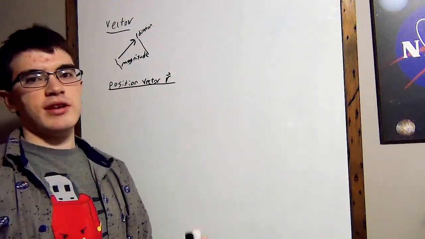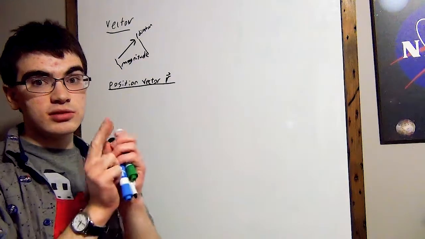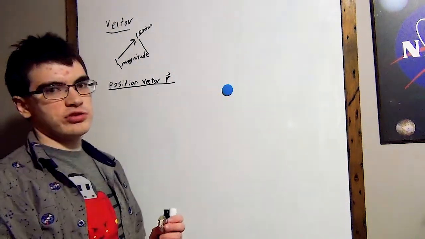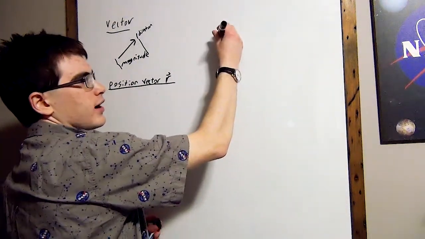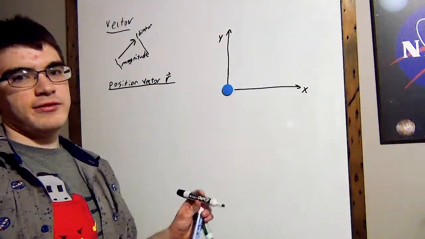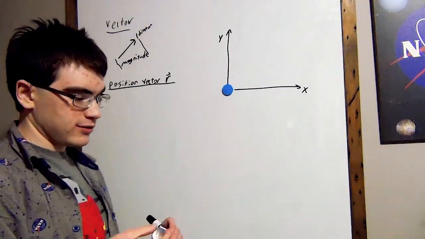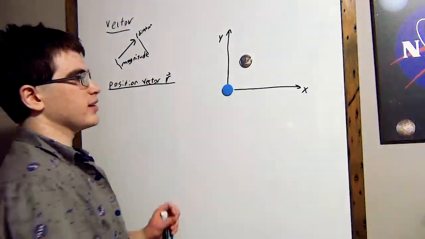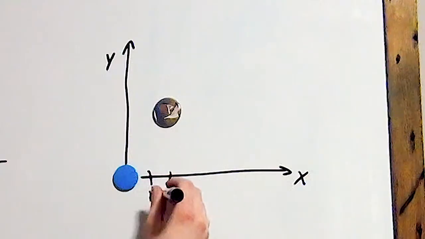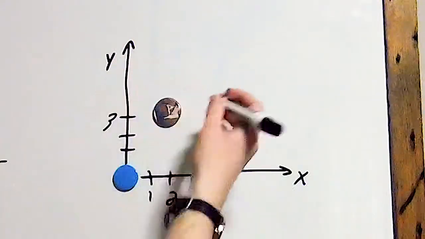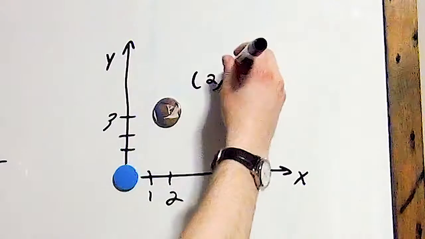A position vector is a vector that points to the location of something. If we were to have a graph with an origin, here's the origin of our graph. Here's the y-axis, the x-axis. And we can have things at different locations in our graph, like this board. Our board could be at the coordinate 2, 3. So our board is at 2, 3.